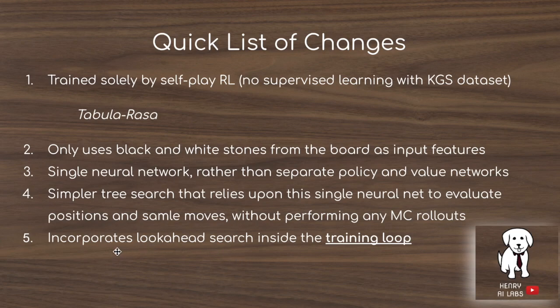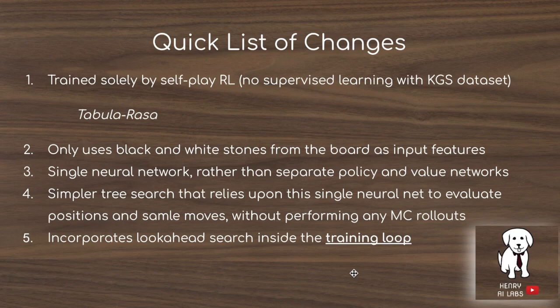So in this case, what we're doing instead is we're incorporating look-ahead search inside the training loop. What's going to happen is the policy network and the value network are now the same neural network. They're going to be used in the Monte Carlo tree search, and then the Monte Carlo tree search's distribution over actions is going to be used to update the policy network.